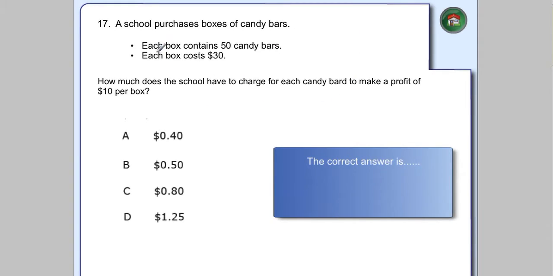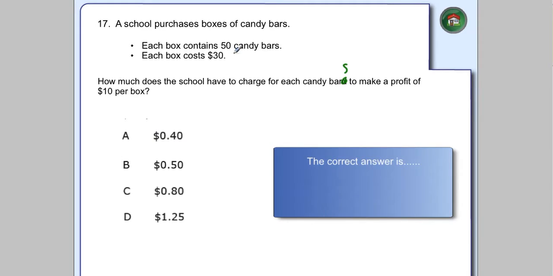Number 17, a lot of you did this just by logic. You buy a box of candy bars. The box contains 50 candy bars. Each box costs $30. How much does the school have to charge for the candy, that should say bars, to make a profit of $10 per box?